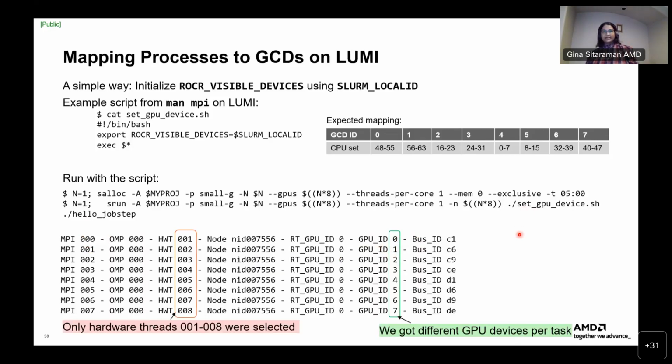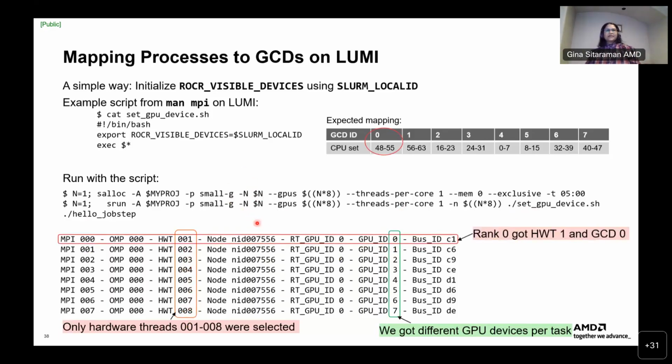This is great. But what happened with the hardware threads? We just got a different hardware thread for each rank, but all of them are clustered in the first NUMA domain, because we couldn't get core 0, so it went from core 1 all the way through 8. Okay.